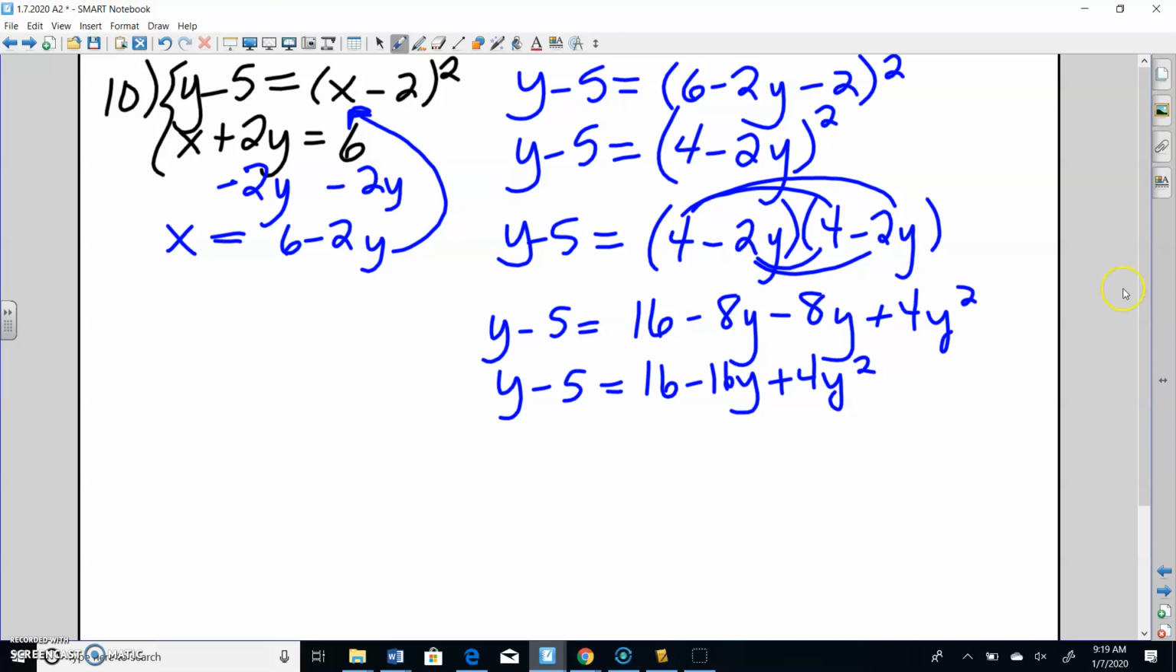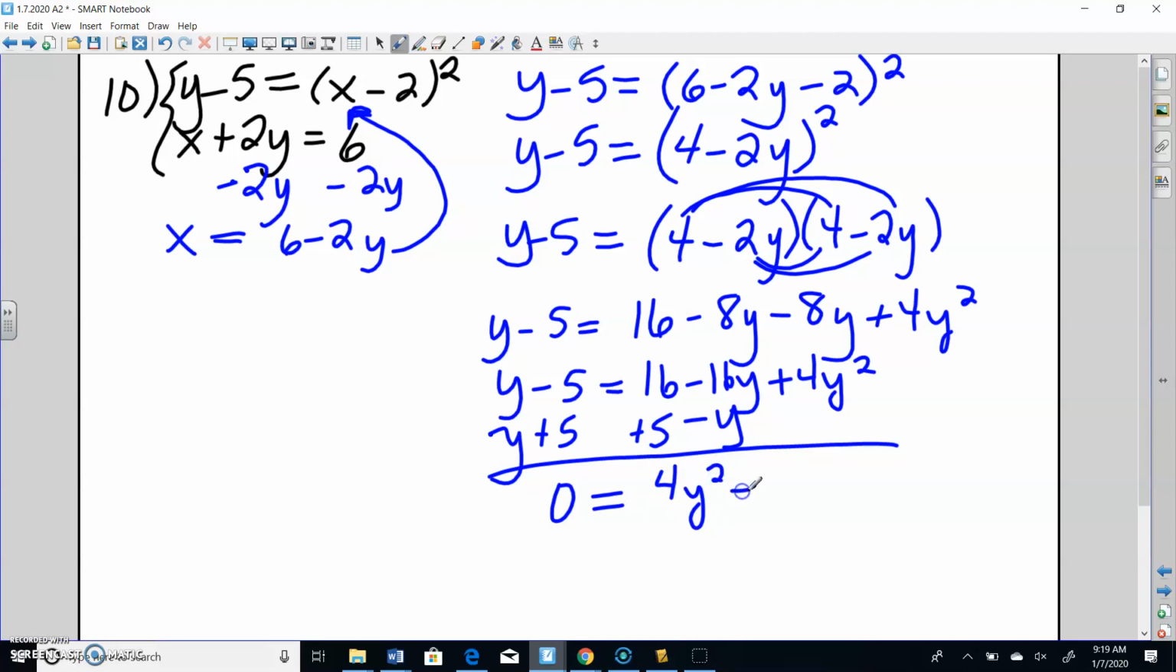So since my y squared's over here, I'm going to subtract y and add 5. And then I'm going to rearrange the right side of my equation. So I'm going to subtract y, add 5. Subtract y, add 5. And that's going to give me 0. And then on the right, I'm going to put my y squared first. 4y squared minus 17y plus 21. So I'm going to identify a is 4, b is negative 17, and c is 21.